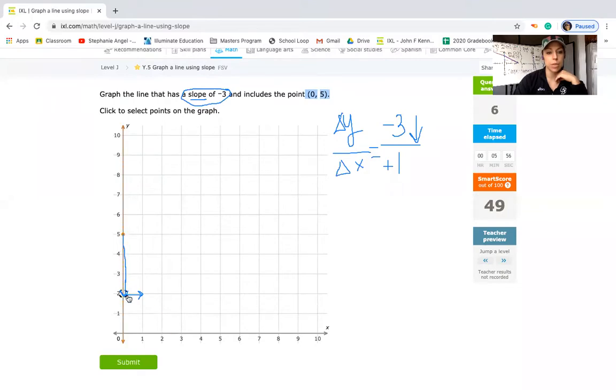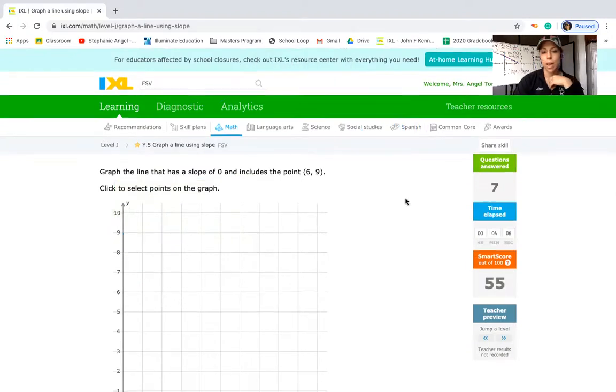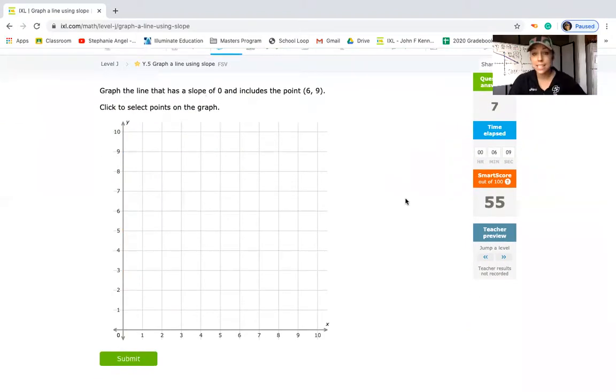So I went down 3, right 1. It doesn't look like I can go very much further. That's a decently steep line. Hit submit, and there you go. Okay? All right, now this is an interesting one, a slope of 0 that includes the point 6, 9. Let's try this one. So I go to 6, 9, and a slope of 0.